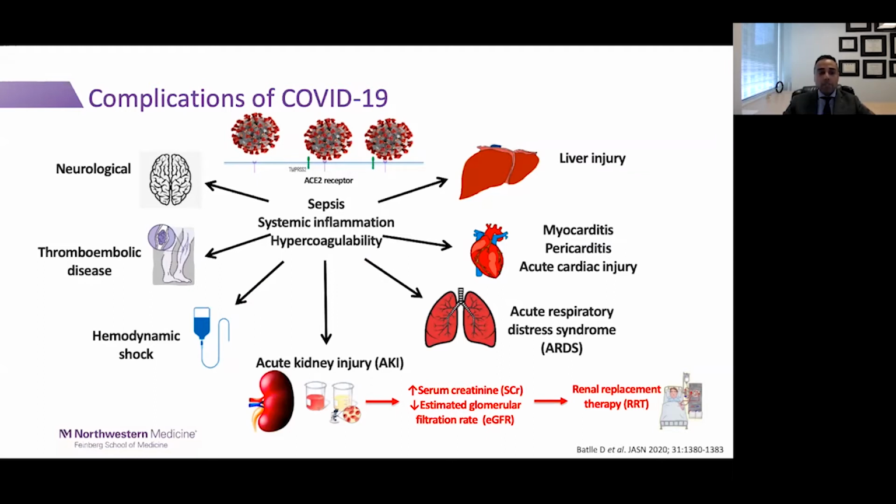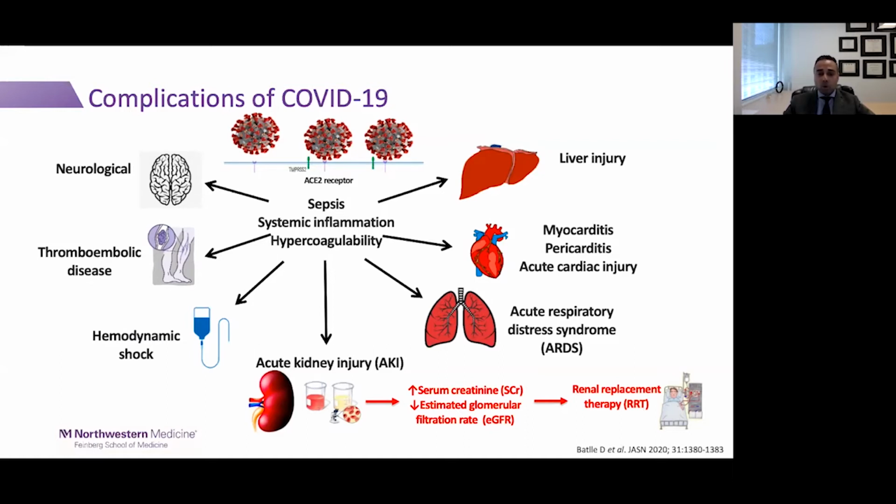And you can develop other manifestations that are neurologic with rare reports of encephalitis, thromboembolic disease, hemodynamic shock and circulatory shock, meaning low blood pressure requiring medicines to keep the blood pressure up. You can have liver injury, cardiac manifestations like myocarditis, pericarditis, and what is typically reported as viral pneumonia, and in its severest form can progress to an acute respiratory distress syndrome or ARDS.